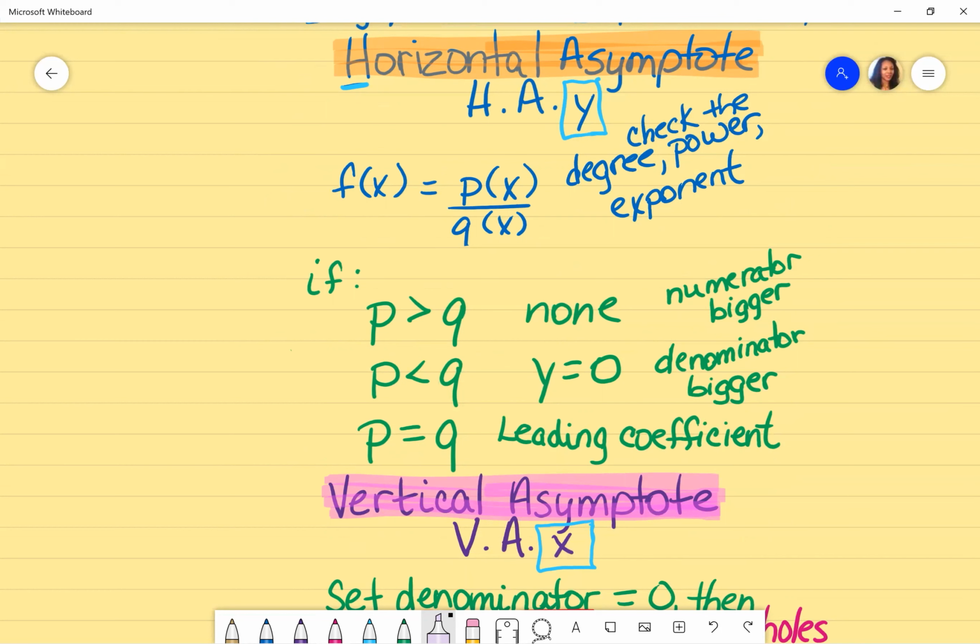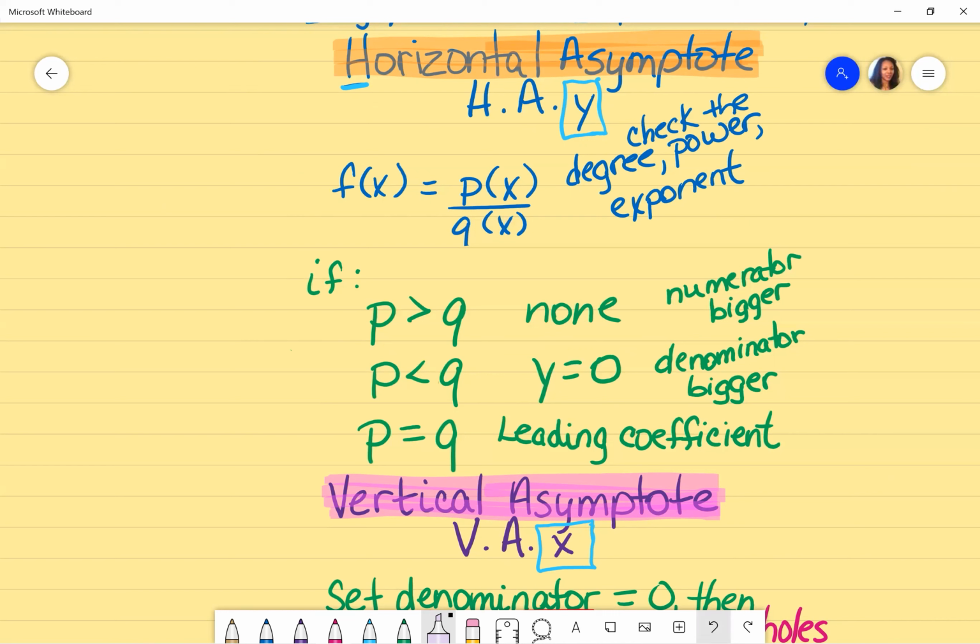So back to horizontal asymptotes. You have 3 rules to follow. If I am given a rational function and my top polynomial, which is my numerator, is represented by p of x, and my denominator is represented by q of x, what I'm checking for is the degree, which is also known as the power or the exponent. And I'm trying to see which one of these rules I'm going to pay attention to. So if my numerator's degree is larger than my denominator's degree, then my horizontal asymptote is going to be none. If my denominator's degree is larger than my numerator's degree, then it's going to be y equals 0.